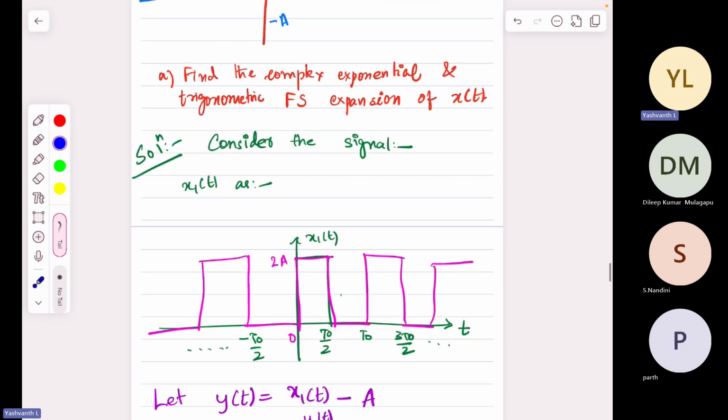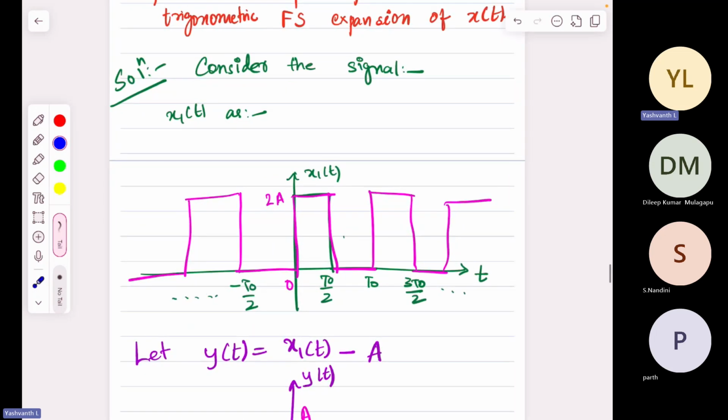I'm going to consider another signal, x1 of t, which takes the value 0 between minus t naught by 2 and 0. It takes the value 2a, not a, from 0 to t naught by 2, and again takes the value 0 from t naught by 2 to t naught. So in one time period, the signal takes the value 2a from 0 to t naught by 2 and 0 from t naught by 2 to t naught.